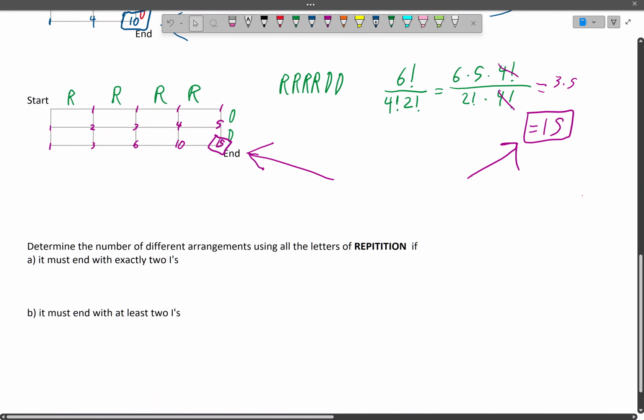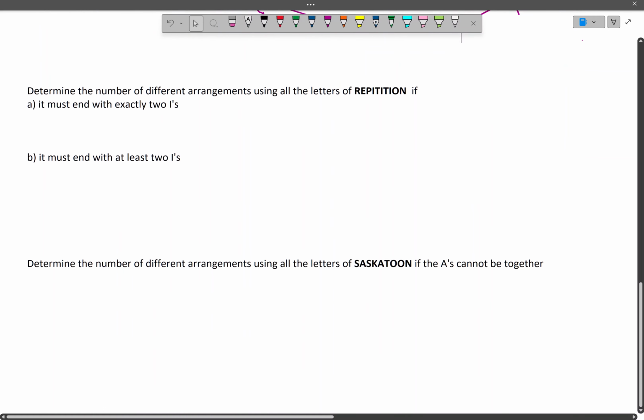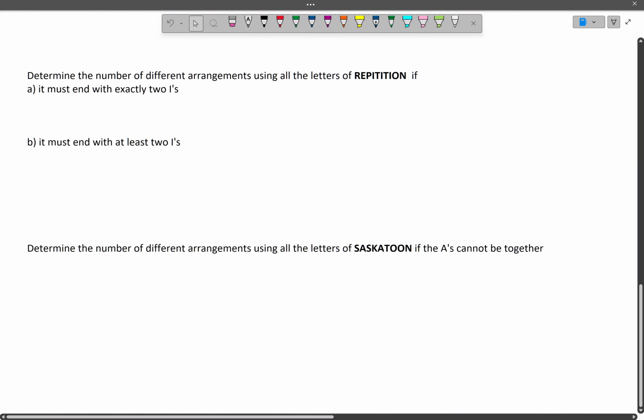Okay. You know what I want to do? I want to do a more complicated example, but let's do that at the end. Let's go ahead and continue on with these examples first.